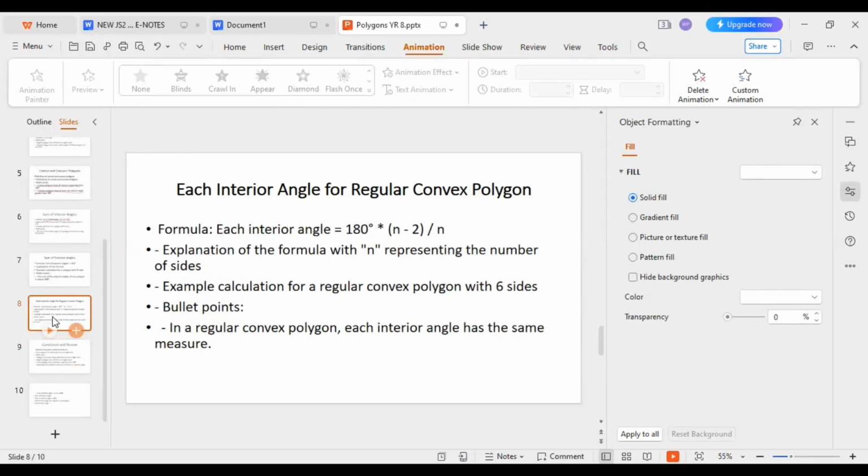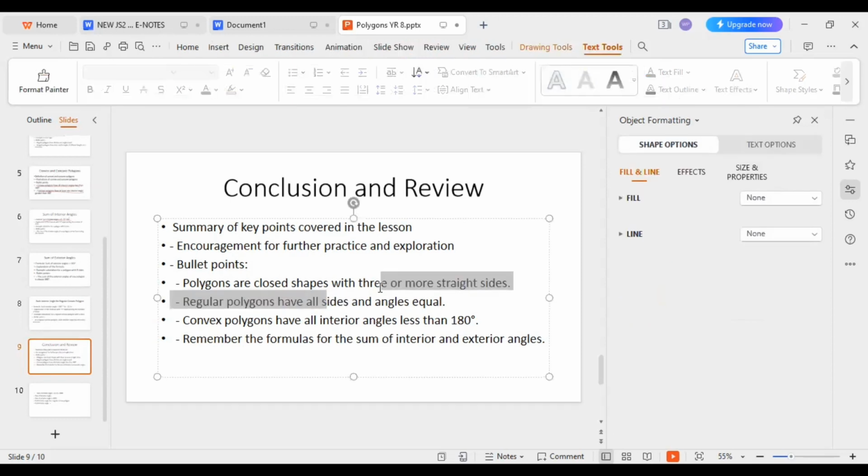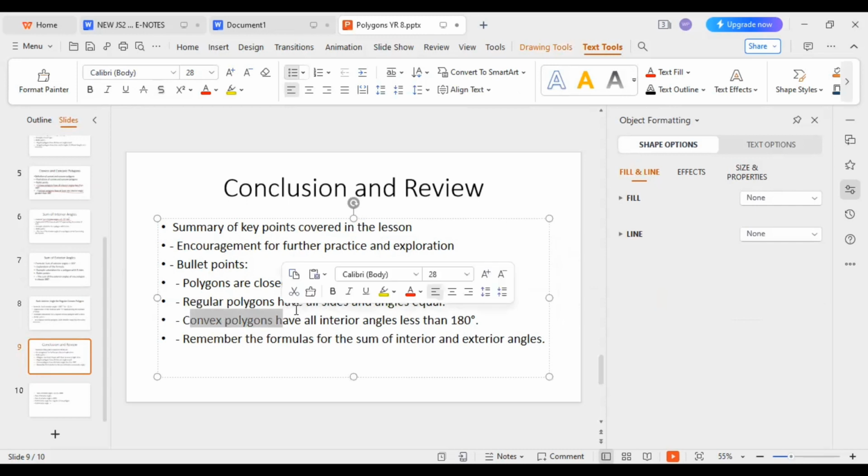So let me quickly summarize the lesson. We actually learned about polygons. A polygon is a shape with 3 or more straight sides. Then we have regular and irregular polygons. Convex polygons have all interior angles less than 180.